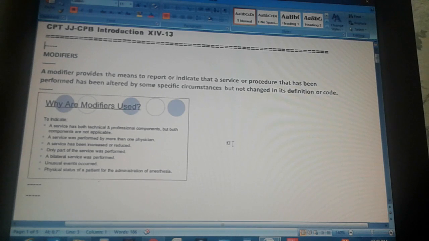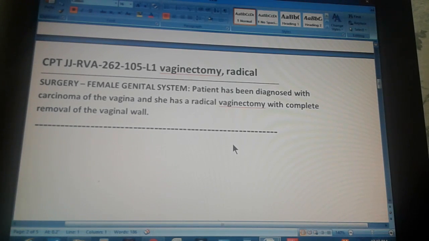Ready, set, go. Okay, CPT JJ-RVA-262-105, page 105, and this is a level 1 exercise, and it's a vaginectomy radical, which means it's the excision or the taking out of the vagina, radical. I'm sorry, you must read the title. Right. What is it? Vaginectomy radical. And the text is? Surgery, female genital system.